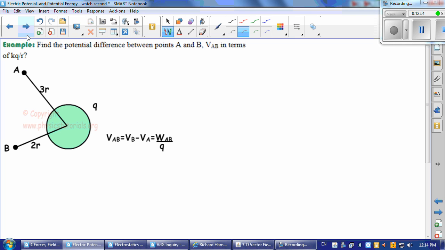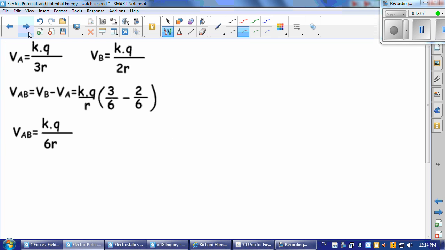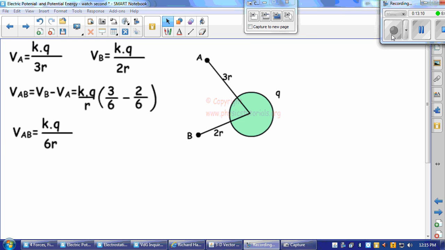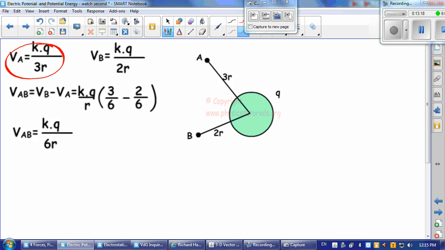A very quick example, it says find the potential difference between points A and B in terms of K, Q, and R. Well, at least we're using R again. All right, brought the picture over. So if I want to find the potential between A and B, I simply take the potential at A, which is right here, KQ over R, and this is my charge. This is whatever my Q is right here. I do the potential at B, which is KQ over 2R, and I take my final, which is B, minus my initial, which is A.